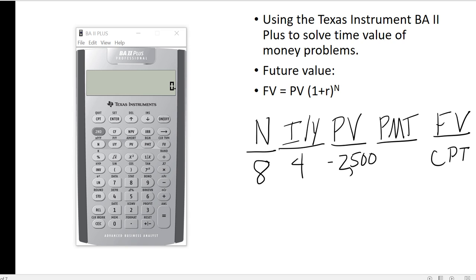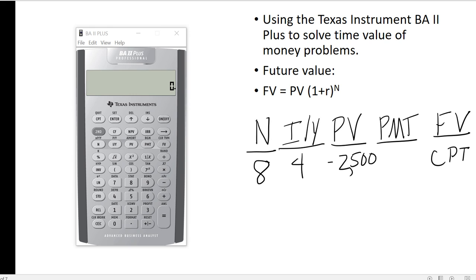In this video, we're going to learn how to use the Texas Instrument BA2 Plus to solve for time value of money problems, specifically future value. So you can see the formula for future value. Future value is equal to present value times 1 plus the interest rate to the number of periods that the interest rate is compounded.